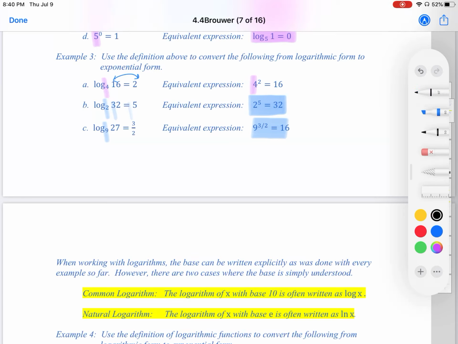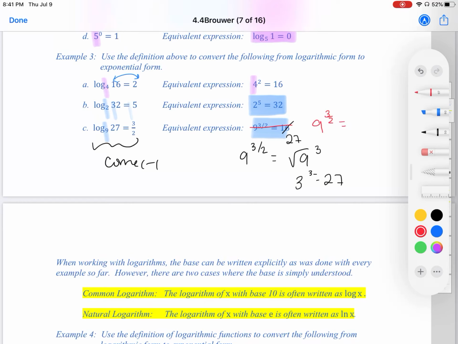So let's see. I think this should be 27, right? Because 9 to the 3/2 power means the square root of 9 cubed. The square root of 9 is 3, and 3 cubed is 27. Yeah, so this first argument was correct. And the second one should be, as an answer, base 9 with a 3 over 2 exponent equals 27.